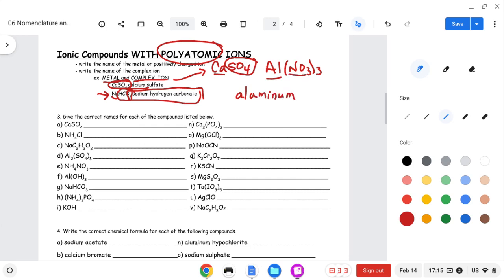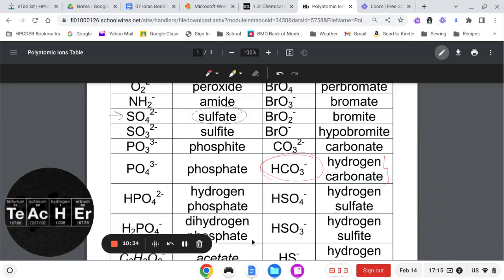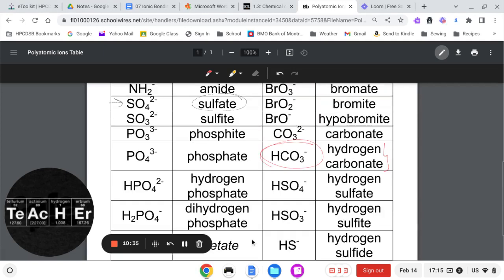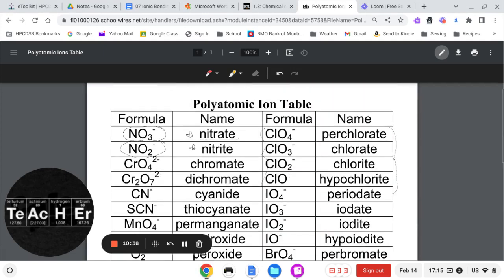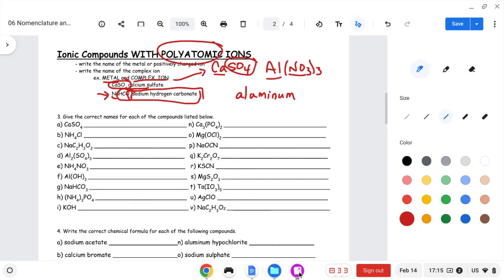And then you should say to yourself, okay, NO3, that's like more than one extra element, so that's got to be a polyatomic ion. And then you come and you hunt for it. And it's got to be there. There it is. Okay, and we call it nitrate. And that's all you do. Okay, so you just write out the name of the polyatomic.